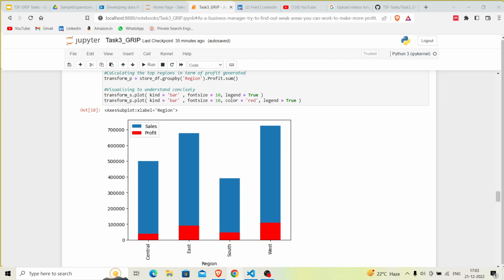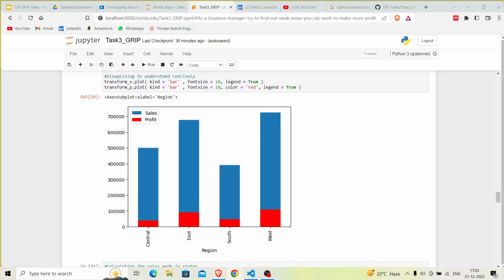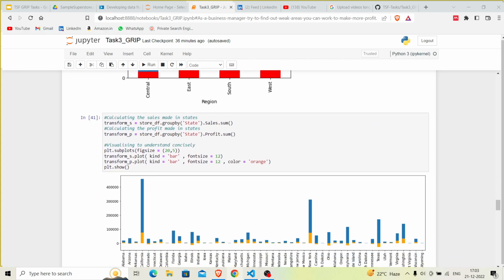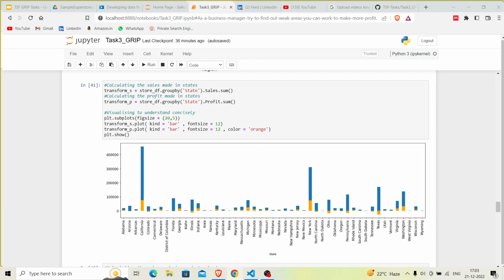And what we can see is the western and the eastern regions have high sale and the profit there is also high. In the central region the sale is quite good. In the southern region sale is average, but profit is there. But in the central region, the profit generated is the lowest. So after seeing the profit versus sales region wise, we will see the profit and sales state wise.